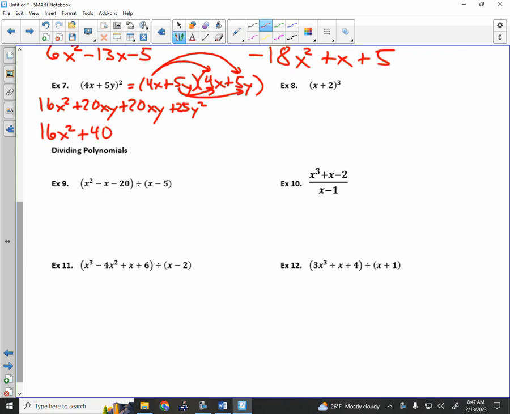So 16x squared plus 40xy plus 25y squared. And people would very much like to look at the next example and just cube each one and get x cubed plus 8. And that is not correct. If you take something and cube it, you multiply it by itself. x plus 2 times x plus 2 times x plus 2.